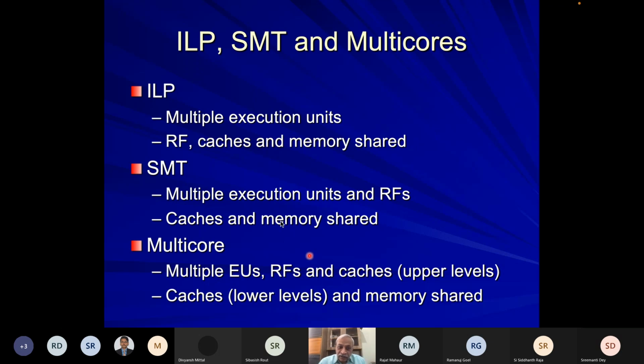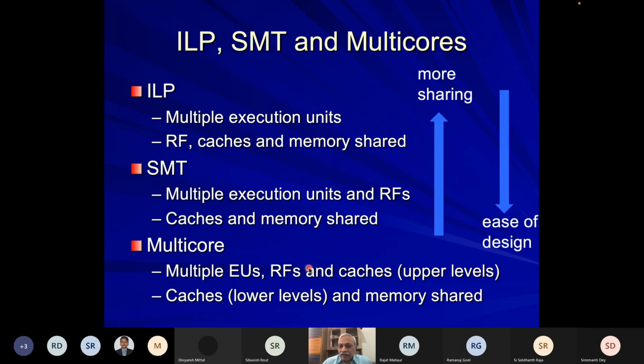So as you go from ILP to SMT to multi-core, you can see that there is more and more replication of the hardware, and if you go upwards, you have more and more sharing. More replication also brings more flexibility in terms of parallelism. More sharing, ease of design.